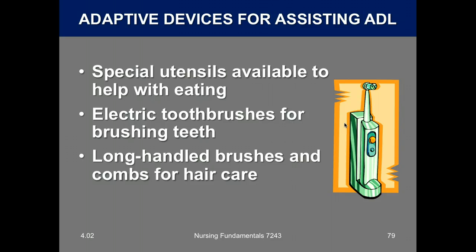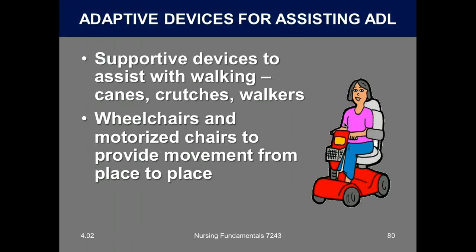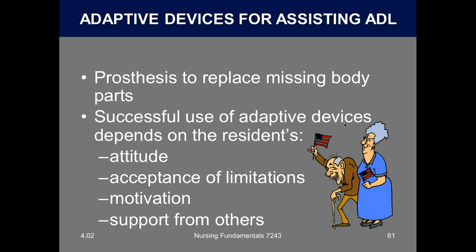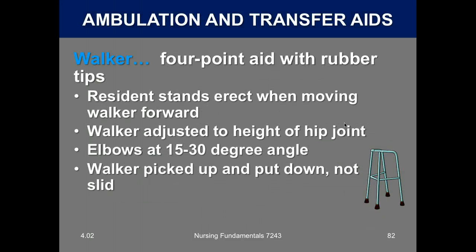So adaptive devices for assisting with ADLs can be special utensils to help them eat, electric toothbrushes for teeth brushing, long-handled brushes and combs for hair care, supportive devices to assist with walking such as canes, crutches, and walkers, wheelchairs and motorized chairs to help them move from place to place, prosthesis to replace missing body parts. Successful use of adaptive devices depends on the resident's attitude, acceptance of limitations, their motivation, and support from others.